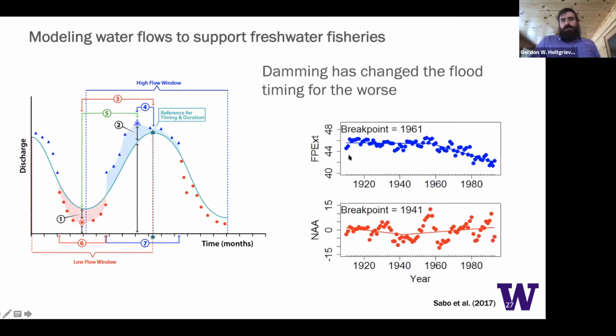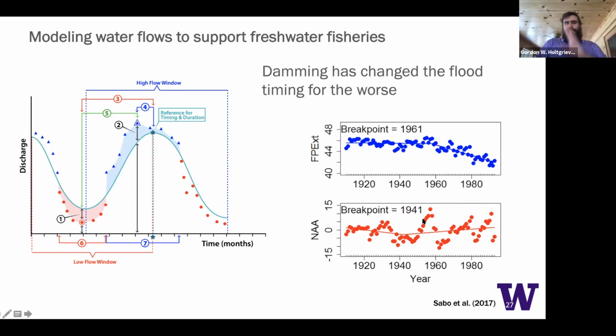One of the things that we also pointed out in this is that these are those two metrics. This is flood pulse extent, so that's the magnitude. This is the duration of that low water. Both of these metrics are changing, and they're changing in the wrong direction over time. So the flood pulse extent is going down, that flood is getting smaller. And the duration of the low interval is, in this case, plotted backwards. I'm sorry. In any case, it's changing in the wrong direction.